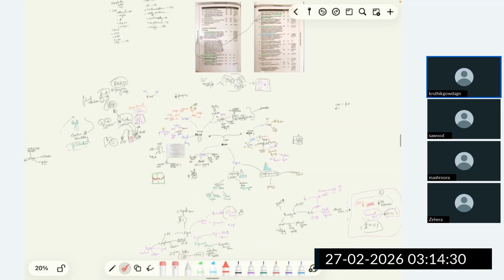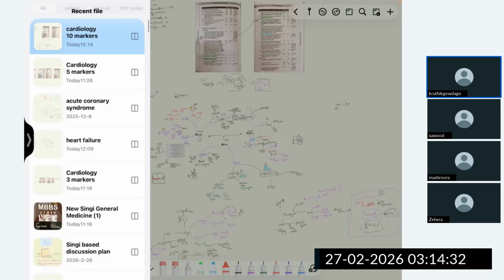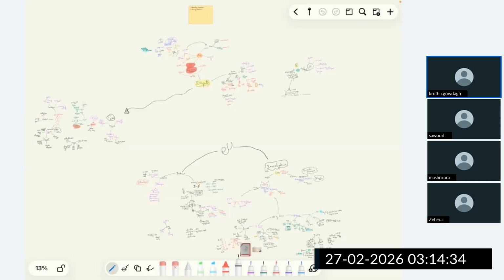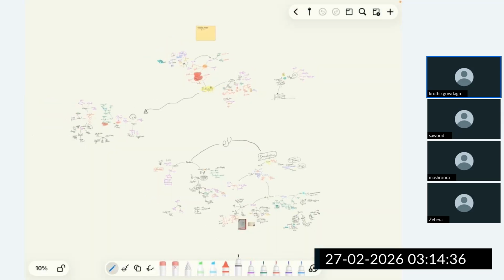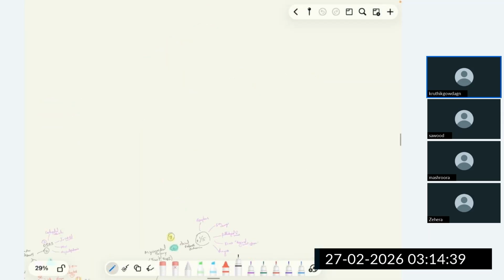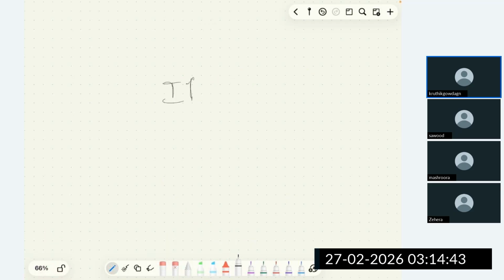Let's go to acute coronary syndrome, or ischemic heart disease. What is ischemic heart disease? IHD. How is it related to the heart failure that we already discussed? Ischemic heart disease is one of the causes of heart failure. We saw valvular heart disease, congenital heart disease, and other causes of heart failure. Ischemic heart disease is one of the causes leading on to heart failure.